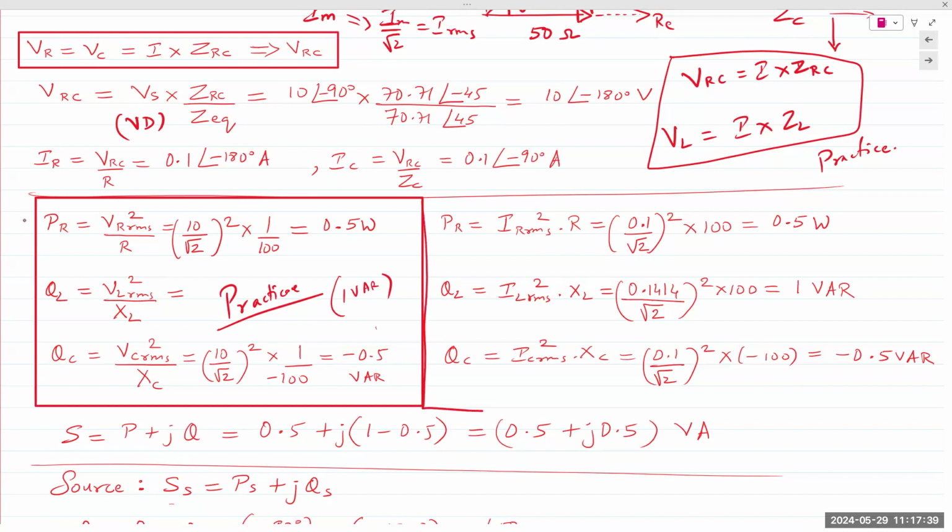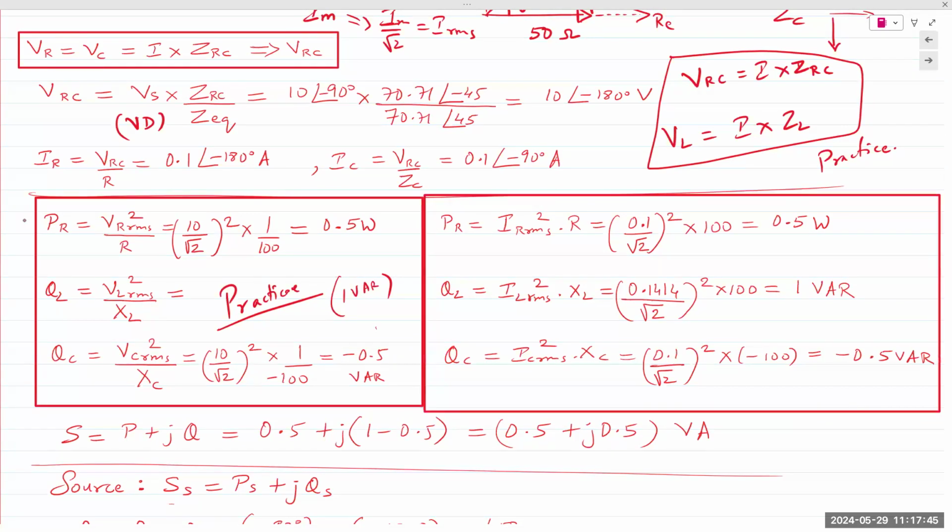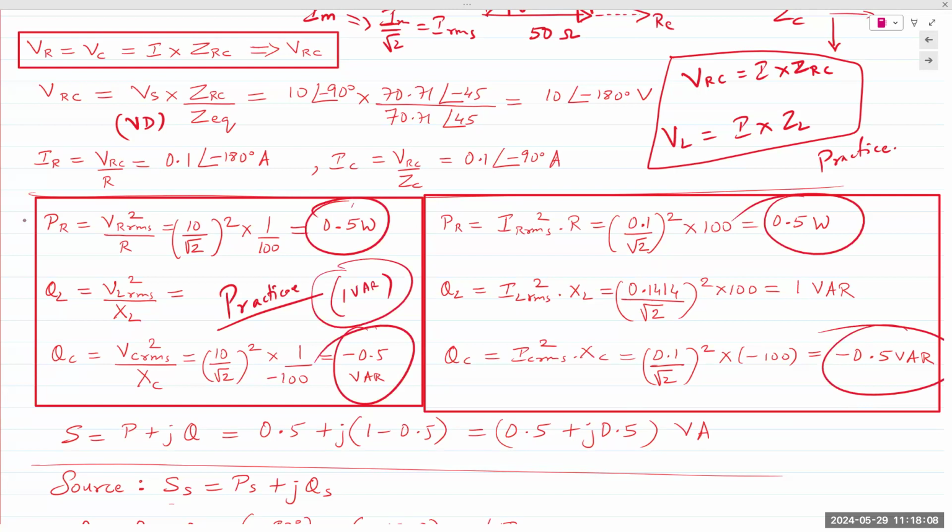That is the inductor. On the left is voltages, on the right is using the currents. This is just to illustrate the point that no matter which approach you take, your answer should match up. 0.5 watts, 0.5 watts, minus 0.5 VAR, minus 0.5 VAR. Here, of course, I haven't done it, but I will assign as practice for students 1 VAR and 1 VAR. Okay, the answers should match up.